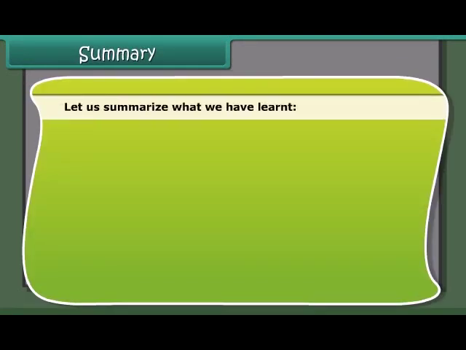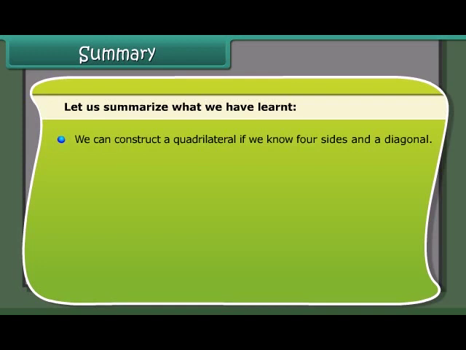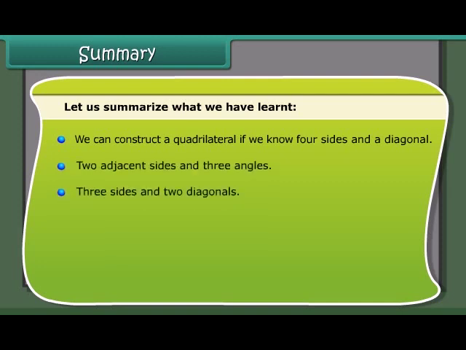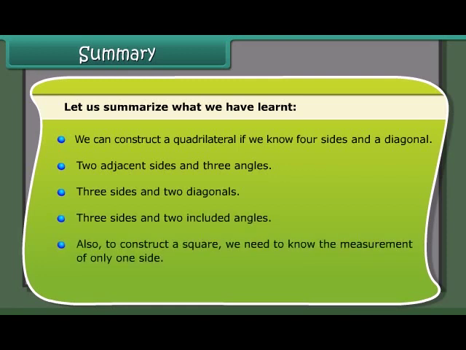Summary. Let us summarize what we have learned. We construct a quadrilateral if we know four sides and a diagonal, two adjacent sides and three angles, three sides and two diagonals, or three sides and two included angles. Also, to construct a square, we need to know the measurement of only one side.